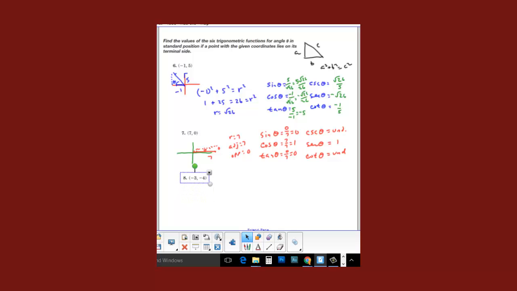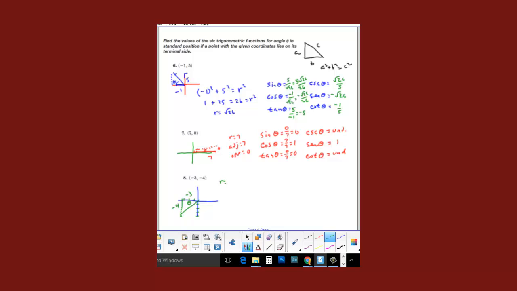The next one, we have -3, -4. So -3, -4 is in the third quadrant. That goes with the All Students Take Calculus, or all-star trig class. That means tangent's going to be positive, sine and cosine should end up negative. And this actually sets up a 3, 4, 5 Pythagorean triple. So the hypotenuse length is going to be a 5 there.